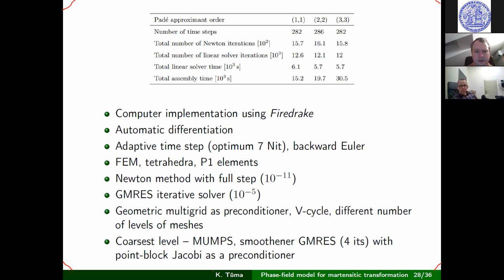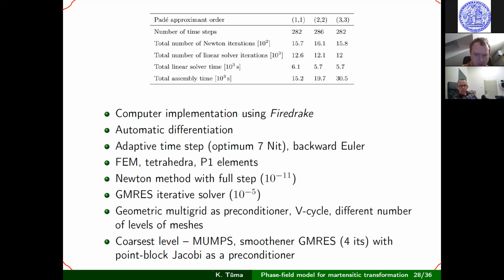So we are using the GMRES iterative solver. The stopping criterion for this outer iterative solver is 10 to minus 5. And as a preconditioner for this GMRES, we are using geometric multigrid with standard recycle, and the number of levels of meshes depends on the size of the problem. So it differed from 3 to 5. On the coarsest level of the multigrid, we are using direct solver MUMPS. And as a smoother between the levels, we are using GMRES with fixed number of iterations. This is 4. And for this inner GMRES, we are using as a preconditioner the point block Jacobi.